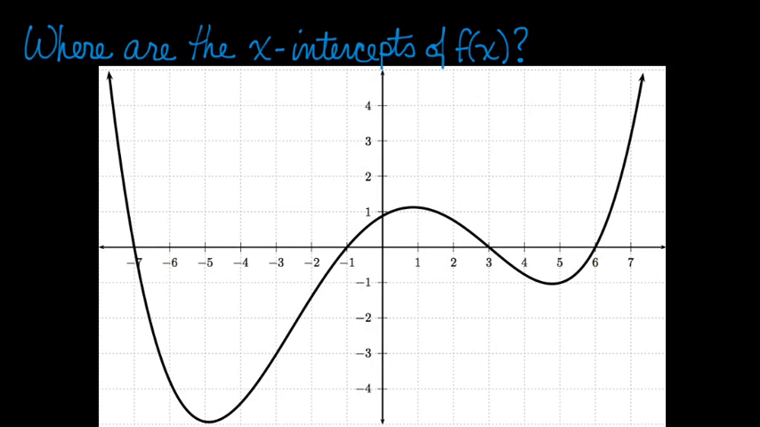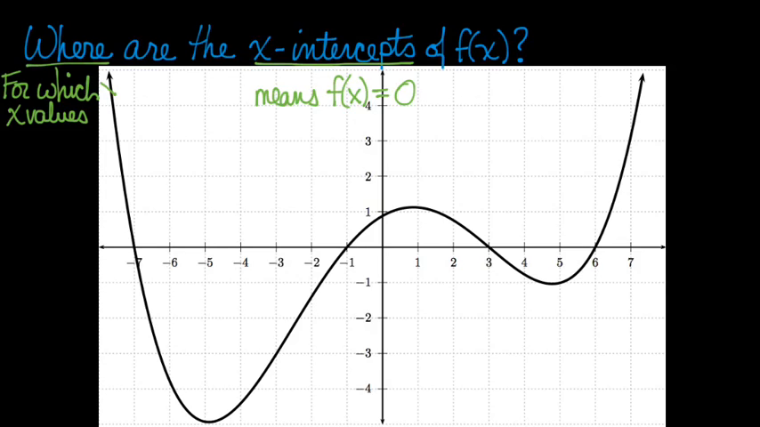I'm going to determine some properties of a function f by just using the graph. The first question I want to answer is where are the x-intercepts of f of x? The word where means for which x value, so I'm going to answer with a list of x's. And an x-intercept is where we intercept the x-axis. It's the same as finding where the height of the graph is equal to 0.